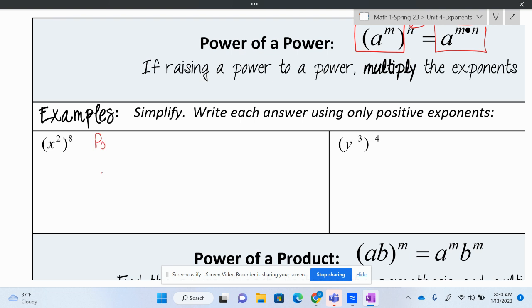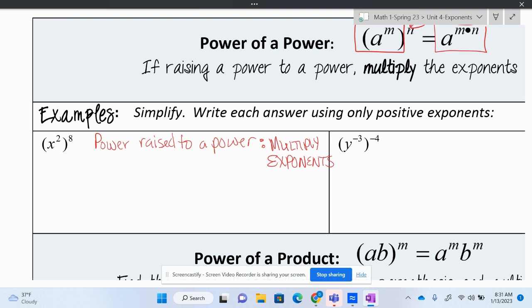So the first thing that I'm going to do is write out the rule. So when you have a power raised to a power, we need to multiply exponents. But I think that we can do something different.